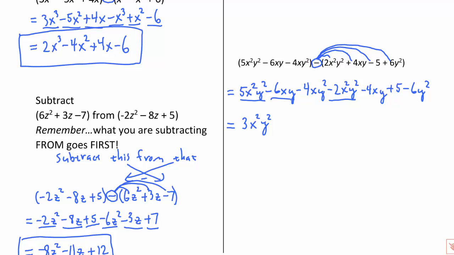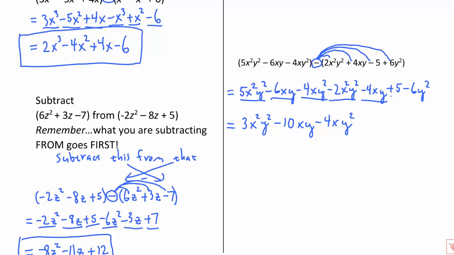Then we look at the next one. Minus 6xy. The other like term with that is minus 4xy. Negative 6 minus 4 is negative 10xy. Then we look at the next term. Negative 4xy squared. There are no other terms that have xy squared on them, so it just becomes negative 4xy squared.